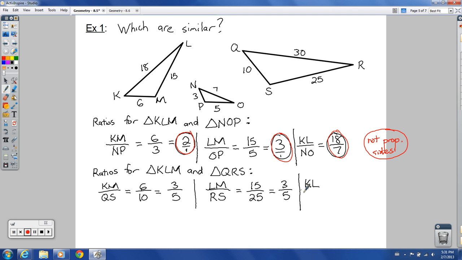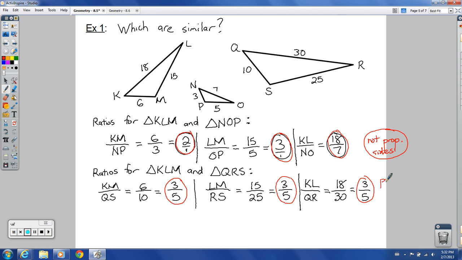So let's check the last one, KL over, that would be over QR. The longest one compared to the longest one in each triangle. That's 18 over 30. If you divide by 6, that's 3. And that is 5. Thank you very much. We have proportional sides. All 3 are proportional, therefore, I'm losing my voice, the sides are all proportional.